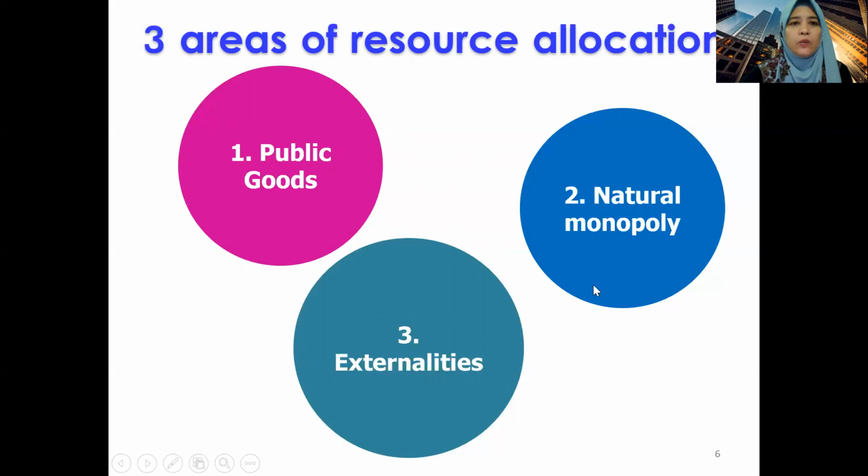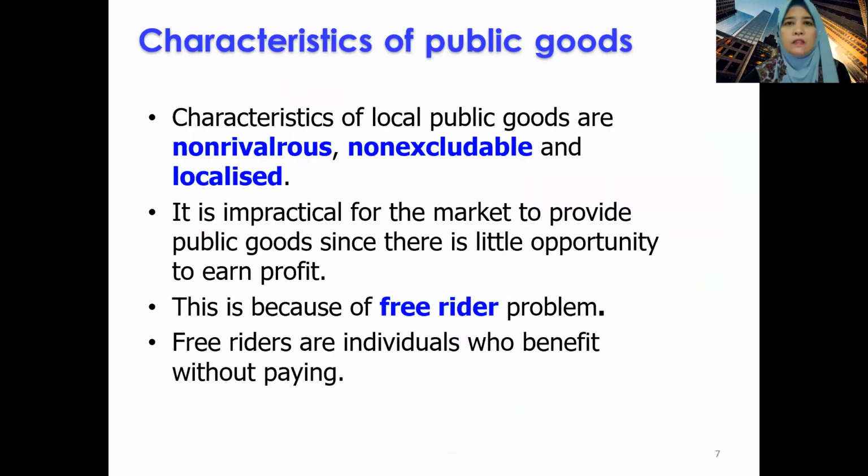So we go to public goods. What are the characteristics of public goods? The first point says characteristics of local public goods are non-rivalrous. Non-rivalrous means you don't have to compete to enjoy the public goods. Second one is non-excludable. You cannot exclude the next person from enjoying the public good. And finally, it's localized. Localized meaning the government provides for the local population.